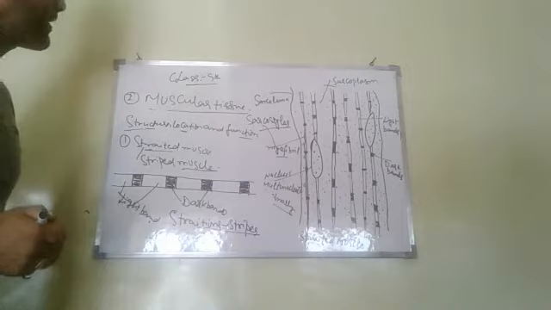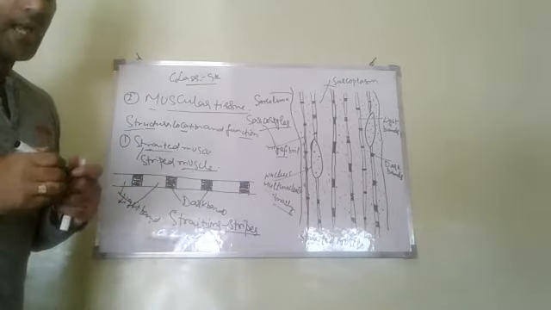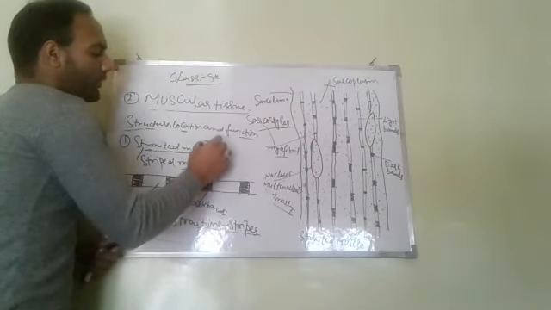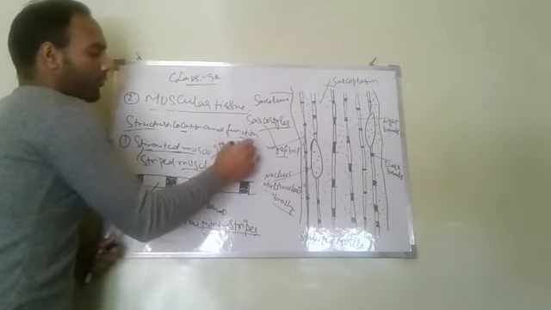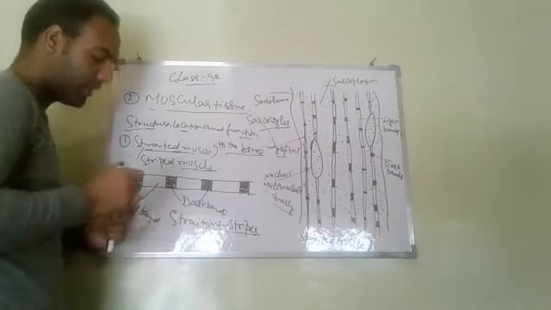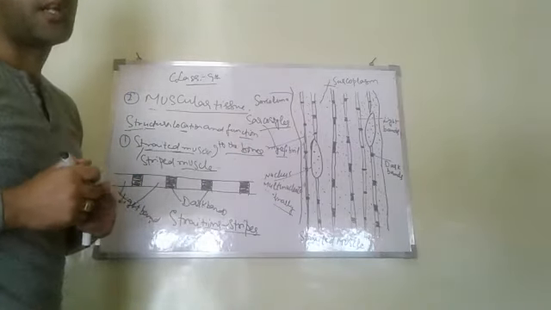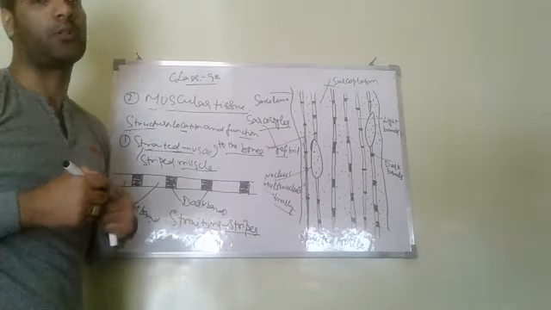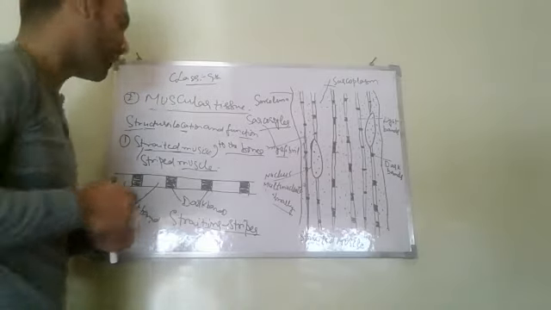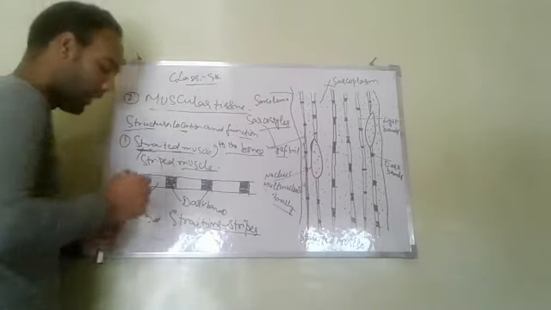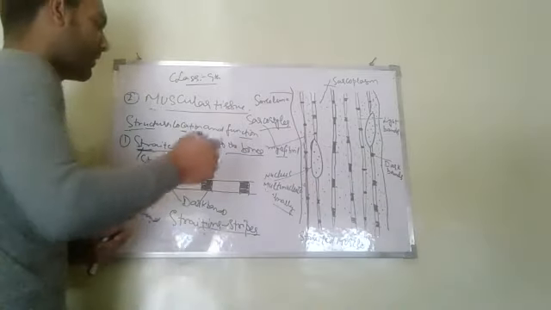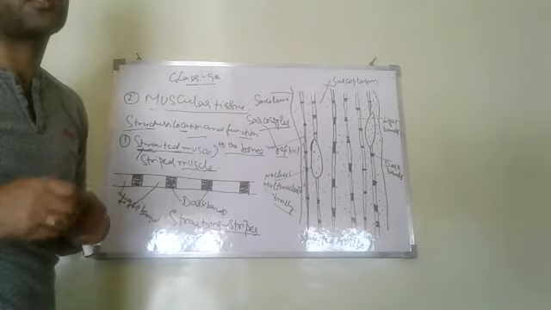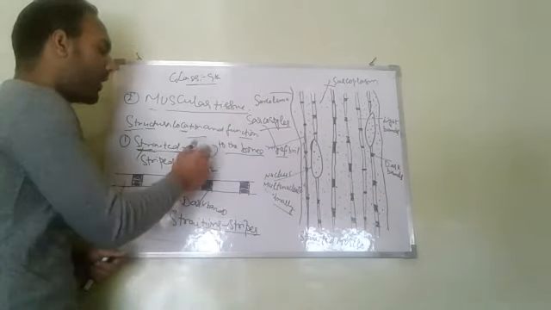Now, what is the main function of this striated muscle? As I have told, the striated muscle is attached to the bones. That is why this muscle is also known as skeletal muscle. It helps in the movement of the body. It provides force for locomotion. And this muscle helps in the movement of body organs, external as well as internal, meaning heart and alimentary canal. This is the main function of this striated muscle.